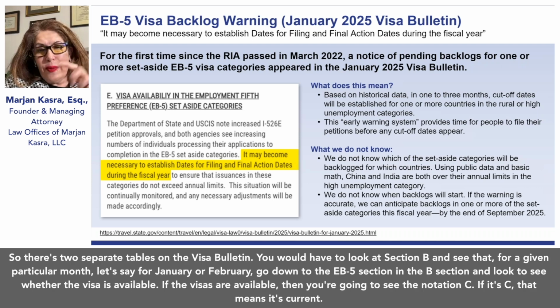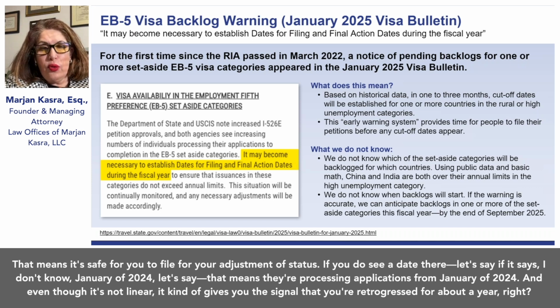So there are two separate tables on the visa bulletin. You would have to look at Section B and see, for a given month, let's say January or February, go down to the EB-5 section in the B section and look to see whether the visa is available. If the visas are available, then you're going to see the notation C. If it's C, that means it's current. That means it's safe for you to file for your adjustment of status.